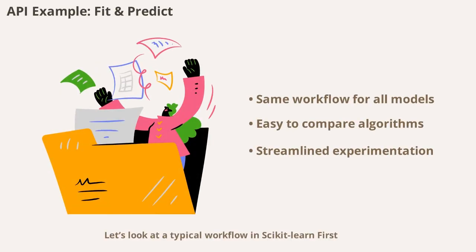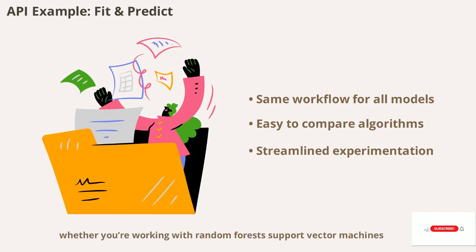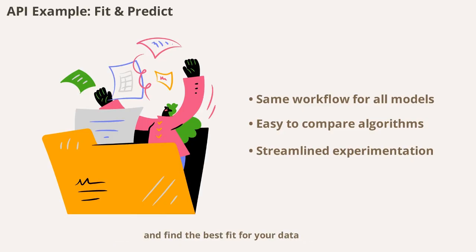Let's look at a typical workflow in Scikit-learn. First, you import your estimator, such as Random Forest Classifier or SVC. You create an instance with your chosen parameters, fit it to your training data, and then use it to make predictions on your test set. The beauty of Scikit-learn is that this pattern is the same for all algorithms, whether you're working with random forests, support vector machines, or logistic regression. This makes it easy to compare models and find the best fit for your data.